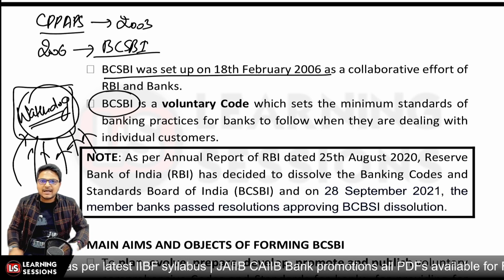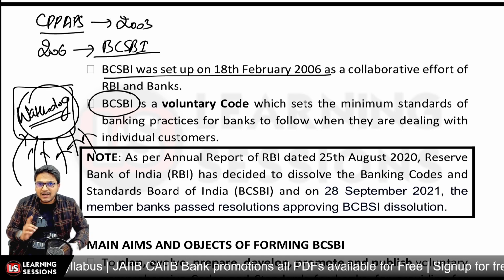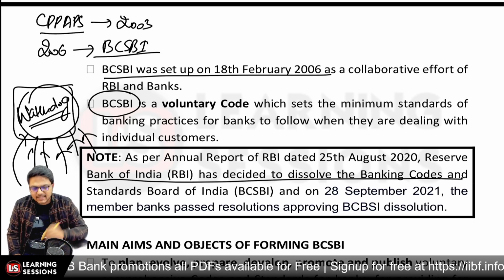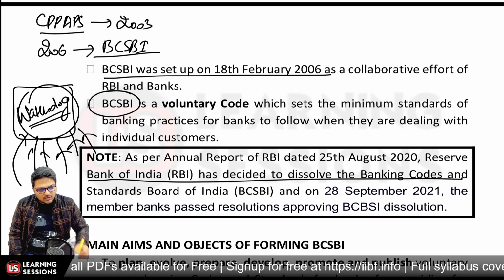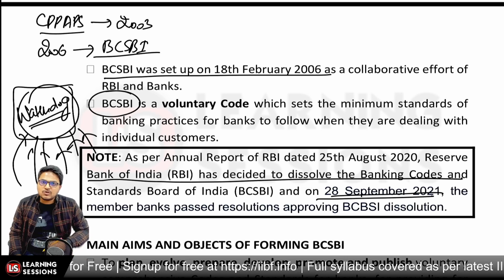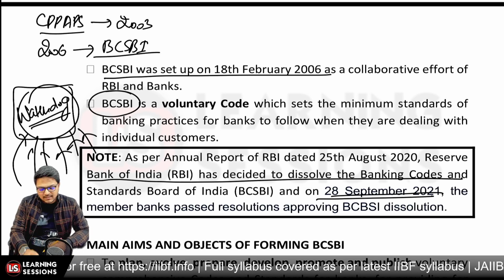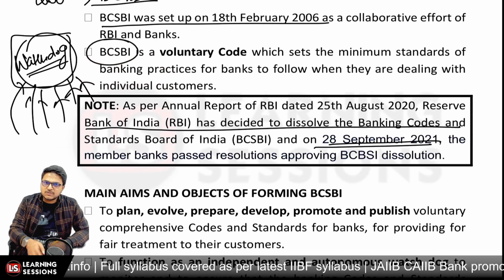Okay. So as per the annual report of the Reserve Bank of India as on 25th August 2020, RBI decided to dissolve the BCSBI, that is the Banking Codes and Standards Board of India. And on September 28, 2021, the member banks passed the resolution related to the dissolution of the BCSBI. So this particular resolution was passed and became effective from this particular date, right?